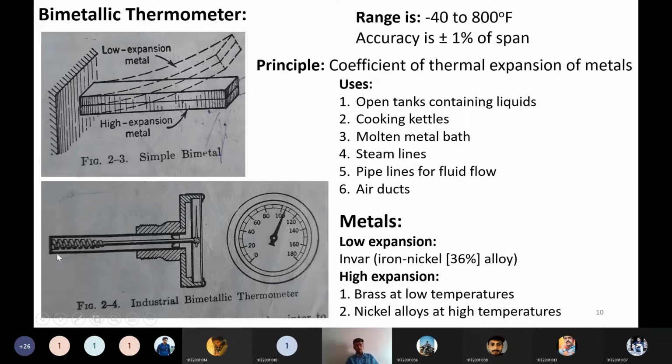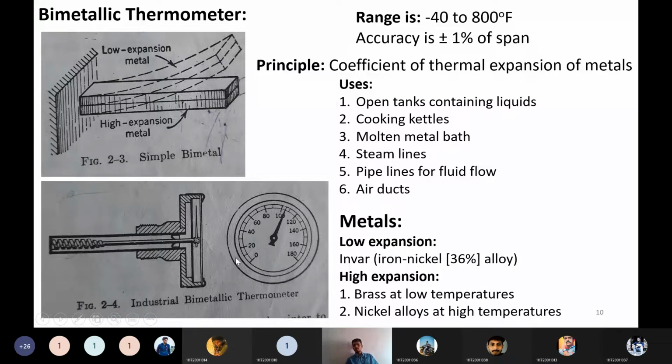Whenever there is a change in the outside temperature at the two metallic strips, there will be some rotation of this particular fixed end. Due to this rotation or deflection in the fixed end, it will cause some displacement of the pointer here. So this pointer will be rotated onto the circular dial.